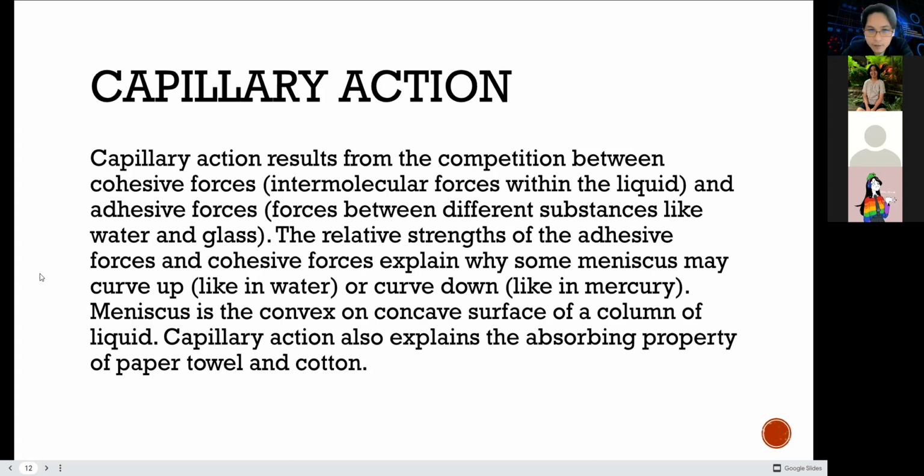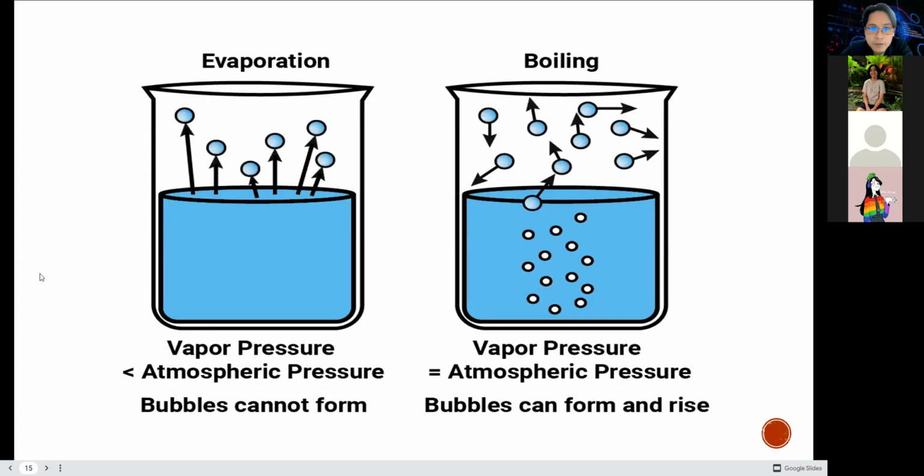Meniscus, like I think I have it here. Wait. Okay. If this is your container, have you seen this circle one? This one? Are you still with me? Yes, sir. Everyone is okay.